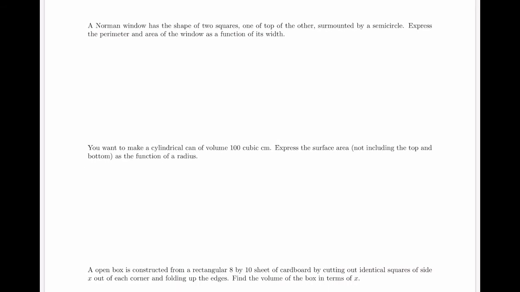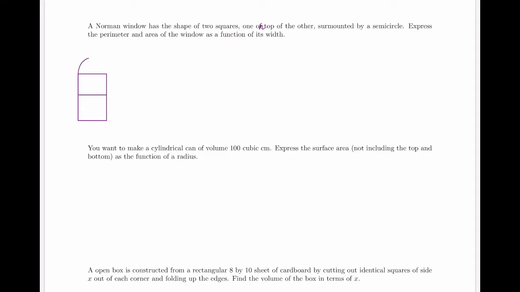Very standard calculus question, a Norman window question. A Norman window has a shape of two squares, one on top of the other, surmounted by a semicircle. Express the perimeter and area of the window as a function of its width. So here we're told specifically what it needs to be a function of, as opposed to before when we had a choice of what to assign our variables and which one to eventually solve for. As before, let's just draw a picture. So a Norman window has a shape of two squares, surmounted by a semicircle.